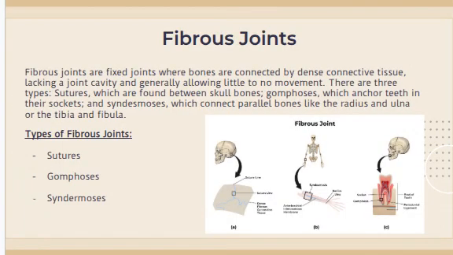And then we're going to be moving on to the fibrous joints. So fibrous joints are fixed joints where bones are connected by dense connective tissue, lacking a joint cavity and generally allowing little to no movement. There are three types: the sutures, which are found between the skull bones, the gomphoses, which anchor the teeth in their sockets, and syndesmosis, which connect parallel bones like the radius and ulna or the tibia and fibula. And more about these types of fibrous joints.